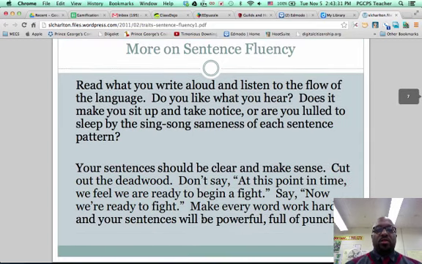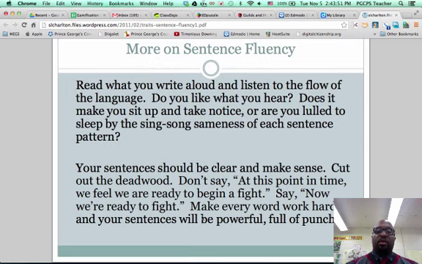All right, so here are some questions to ask yourself about sentence fluency. Read what you write aloud and listen to the flow of the language. Do you like what you hear? Does it make you sit up and take notice, or are you lulled to sleep by the sing-song sameness of each sentence pattern? So you want to be able to mix up the patterns in your sentences.